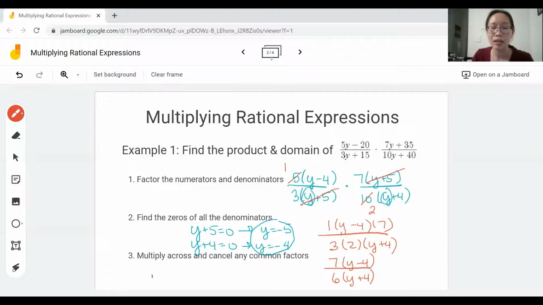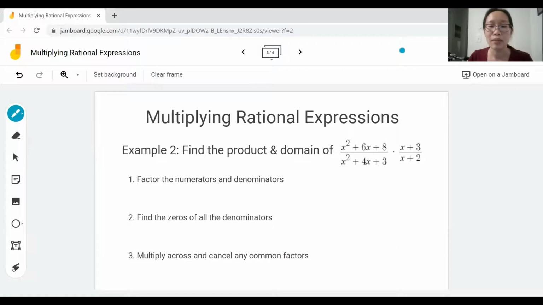And my domain then is all y's except for the values I found in step 2, so y equals negative 5 and negative 4. Even though my new denominator only seems to have negative 4 be problematic, because the negative 5 made my original denominator 0, I cannot include it. Let's try a second example.